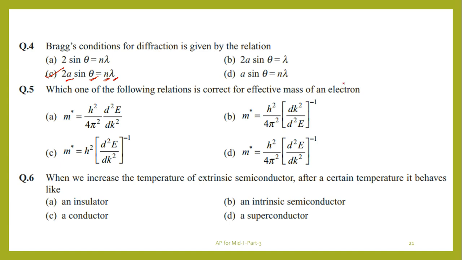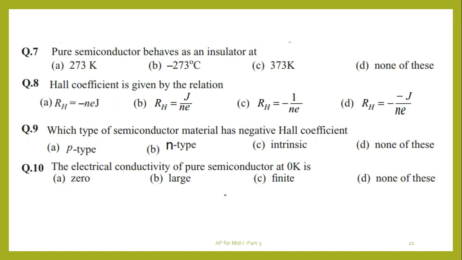Whenever an electron is moving in an electric field, its mass will be different from its regular mass. So m star will be h cut square by 4 pi square into d square E by dk square whole power minus 2. When we increase the temperature of an intrinsic semiconductor, after a certain temperature it behaves like so. We increase the temperature, that extrinsic semiconductor will act as an intrinsic semiconductor after breaking the bonds. Then the pure semiconductor behaves as an insulator.